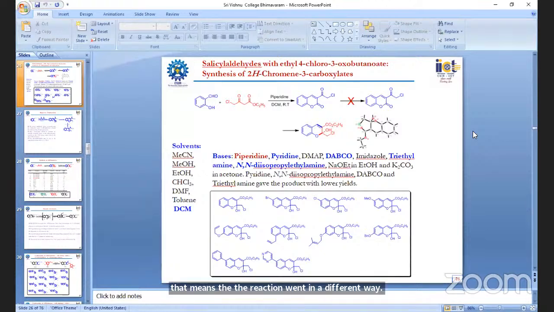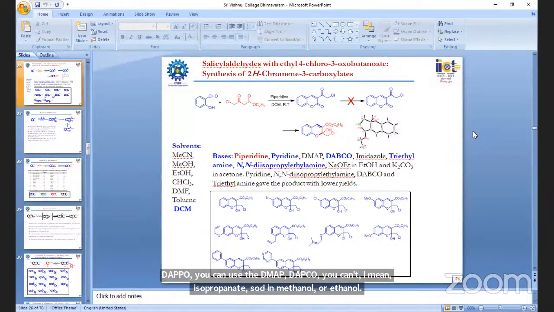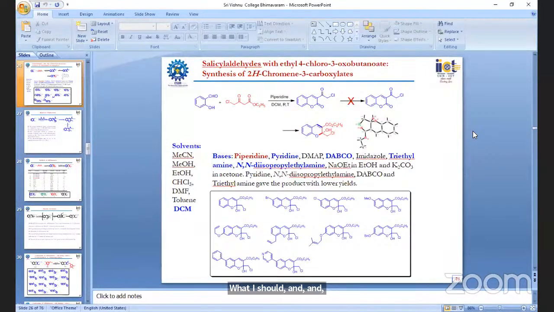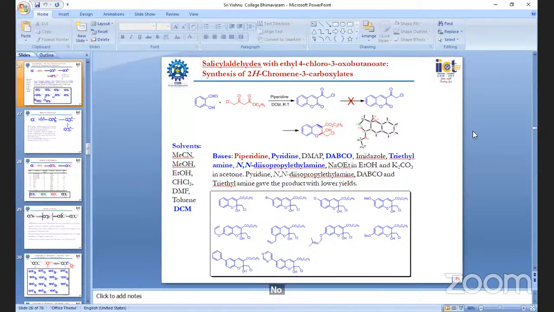Here piperidine is one of the bases utilized, and you can use pyridine, DMAP, DABCO, imidazole, triethylamine, diisopropylethylamine, sodium methoxide in methanol or ethanol, potassium carbonate. That means these many bases you can use, but none of the bases has given the required compound. We could not get it. We got this compound only. I will tell the reason why we got this particular compound.